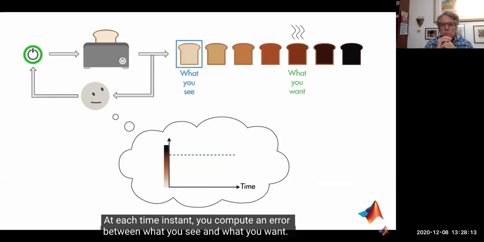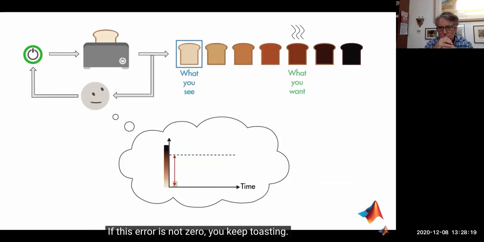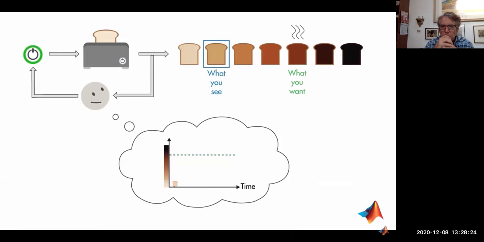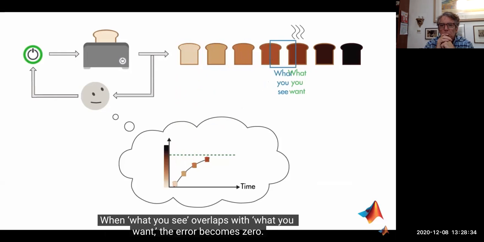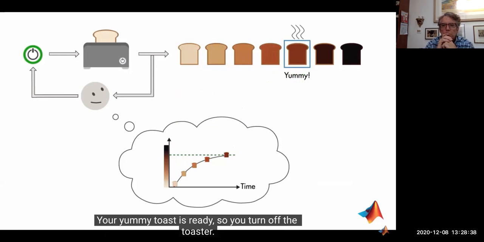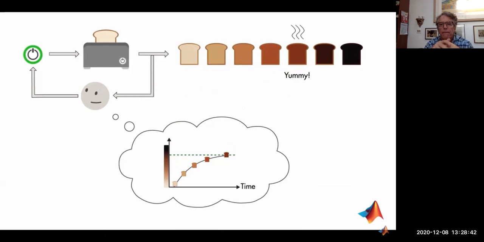At each time instant, you compute an error between what you see and what you want. If this error is not zero, you keep toasting. When what you see overlaps with what you want, the error becomes zero. Your yummy toast is ready, so you turn off the toaster.